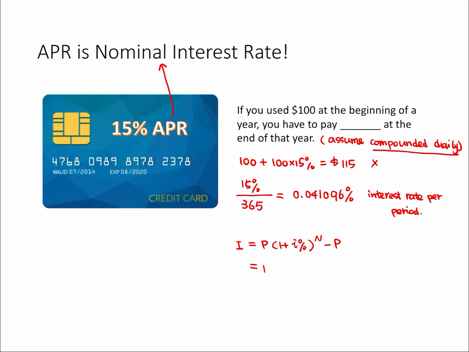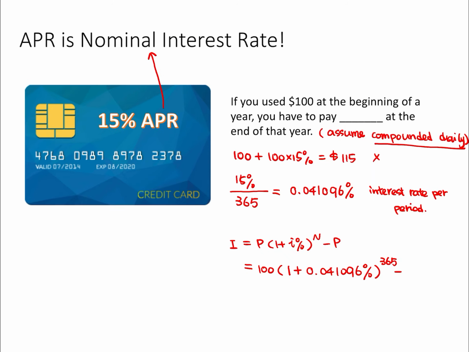So here, the P, the principal you borrow, is 100. 1 plus your interest rate per period, 0.041096%, to the power of 365, because you compounded that 365 times a year, minus 100. Okay, let's see what we get.